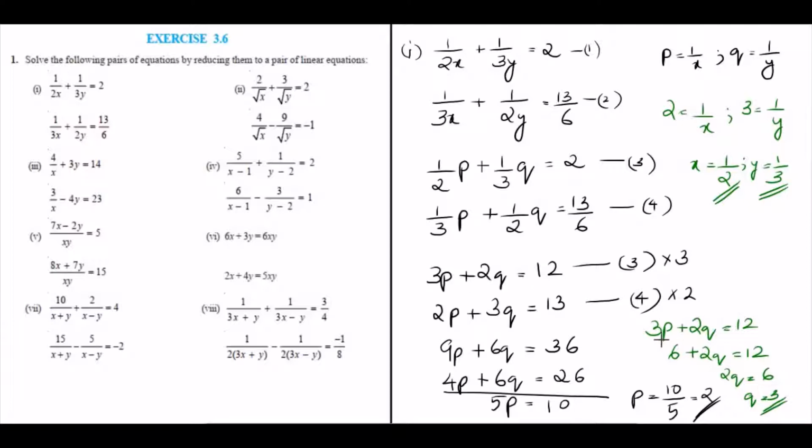Now substitute this value of p in any one of these equations and get the value of q. So when I take the third equation, I get 3p plus 2q is equal to 12. So 6 plus 2q is equal to 12. 2q is equal to 6. That is q equal to 3. So I have got the values of p and q. We have to solve for x and y. We have substituted p in place of 1 by x and q in place of 1 by y. So to get the values of x and y, just give the values of p and q. So you will get x is equal to 1 by 2 and y is equal to 1 by 3.